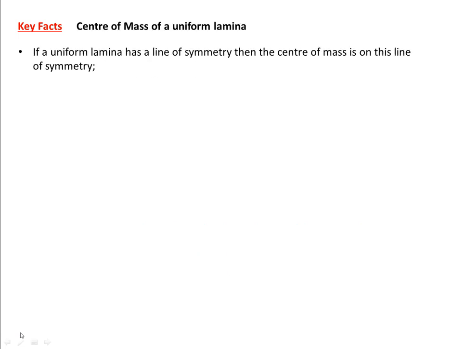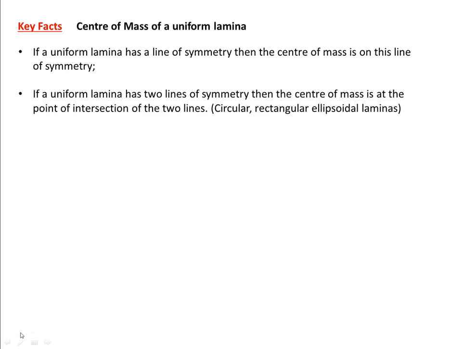For a uniform laminar, if it has a line of symmetry, then the centre of mass is most definitely on the line of symmetry. If a uniform laminar has two or more lines of symmetry, then the centre of mass is going to be at the point of intersection of the lines. And this gives us a very quick, easy way of locating the centre of mass of a circular, rectangular or ellipsoidal laminar.